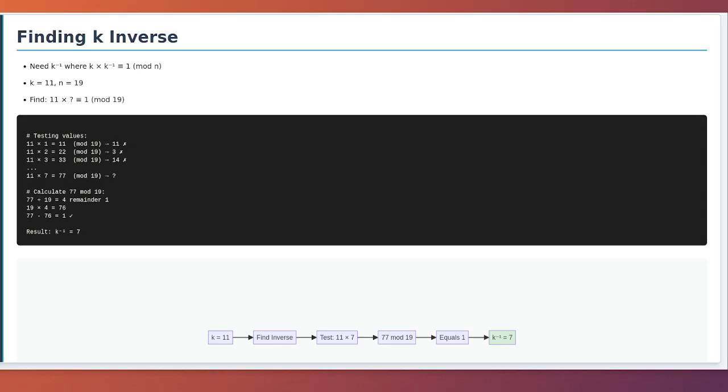Perfect. This means 11 times 7 equals 1 modulo 19, so the inverse of 11 is 7. We write this as k inverse equals 7. This is the first element we need for calculating S. Finding inverses is crucial in ECDSA because it allows us to perform division in modular arithmetic. Instead of dividing by k, we multiply by k inverse.